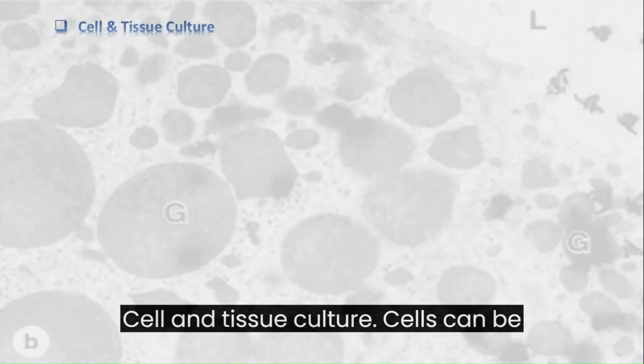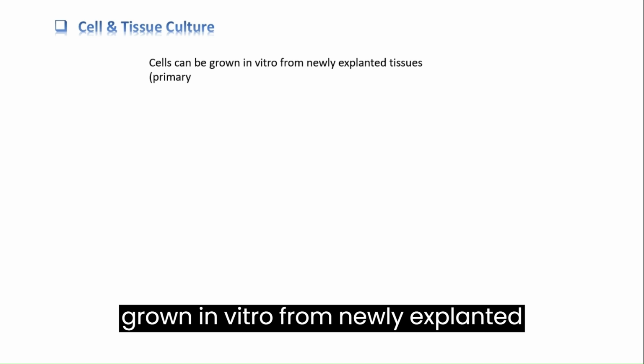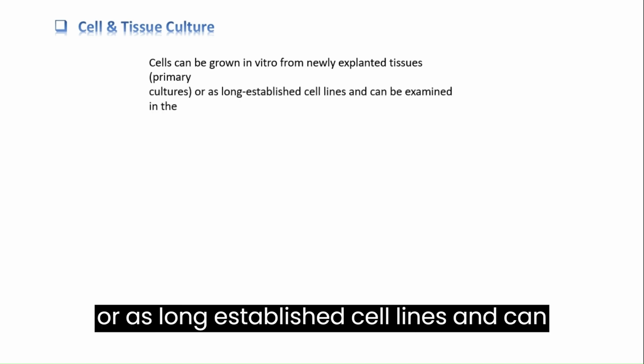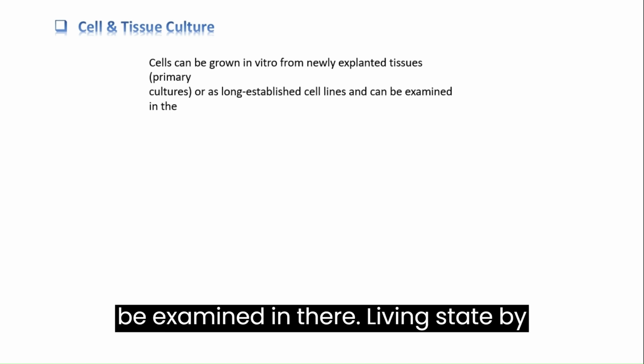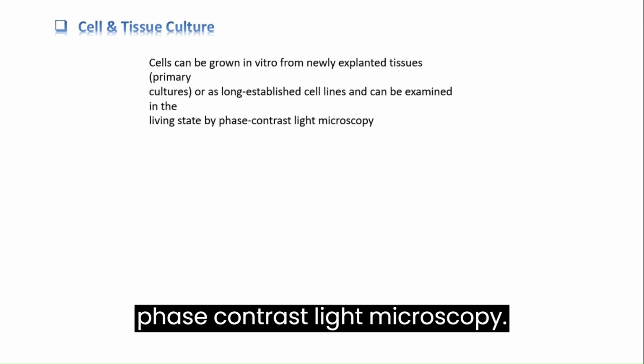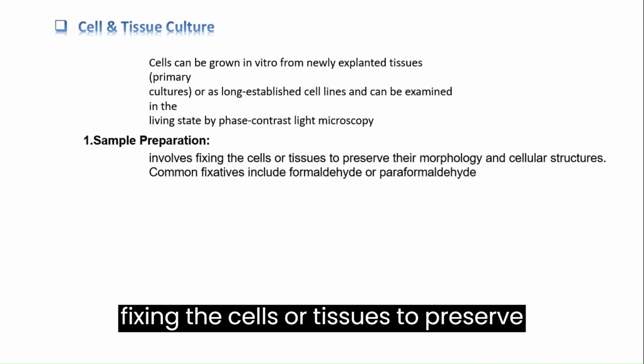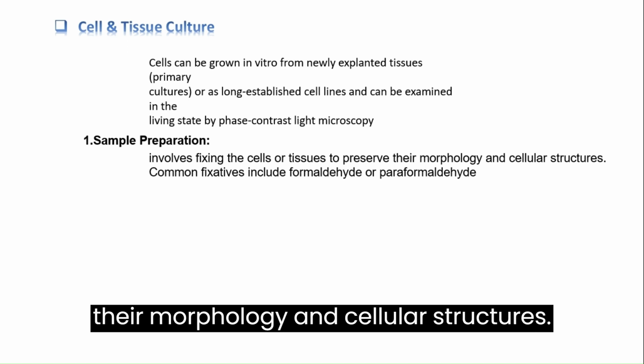X7500. Cell and tissue culture. Cells can be grown in vitro from newly explanted tissues, primary cultures, or as long-established cell lines, and can be examined in the living state by phase contrast light microscopy. Sample preparation. It involves fixing the cells or tissues to preserve their morphology and cellular structures.